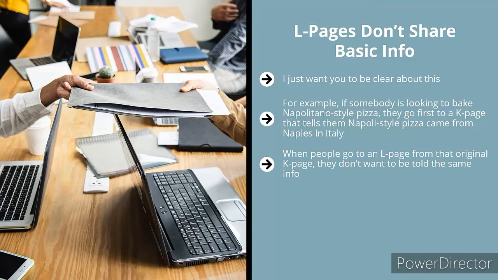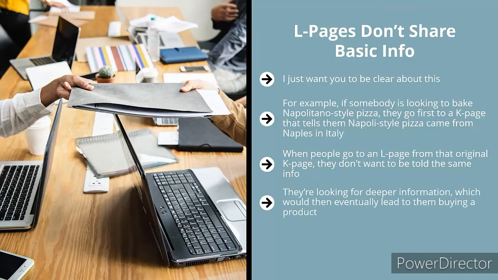When people go to an L page from that original K page, they don't want to be told the same info. They already know the background. Now they want specifics, like how not to burn their Neapolitan pizza too much, or what kind of pizza stones are available to produce the very best Neapolitan-style pizza? You get the point. They're looking for deeper information, which would then eventually lead them to buying a product. They have deeper needs at this point. Don't waste their time by rehashing basics or intro. It just erodes your credibility and authority.